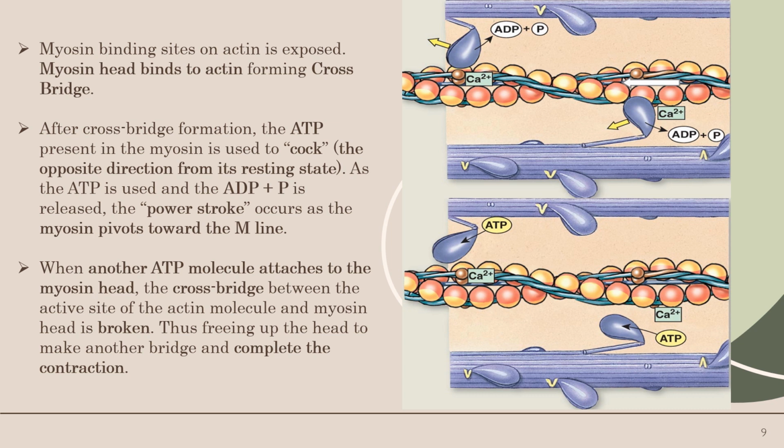When another ATP molecule attaches to the myosin head, the cross bridge between the active site of the actin molecule and the myosin head is broken, freeing the head to make another bridge and complete the contraction.